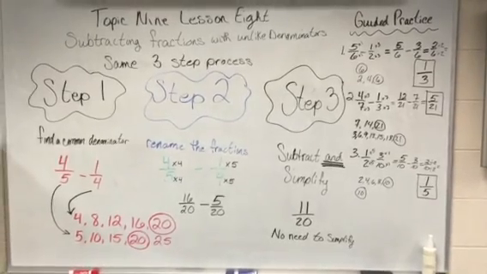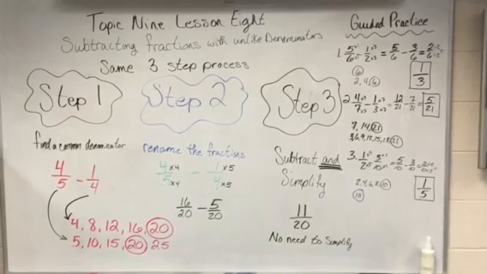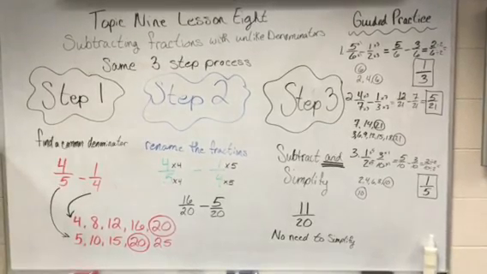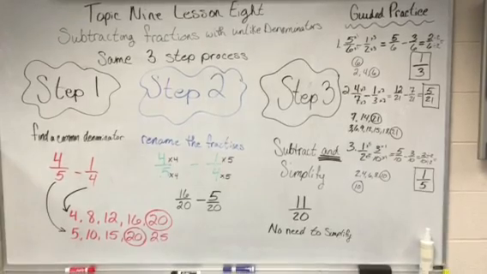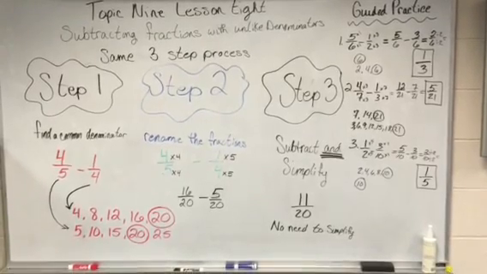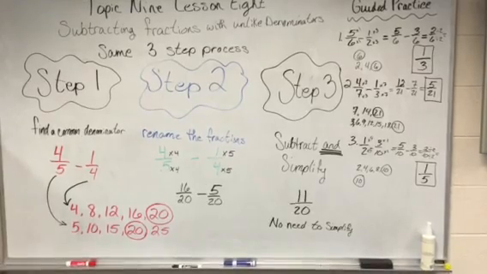Topic 9, Lesson 8, Subtracting Fractions with Unlike Denominators. Guys, this unit is almost the same as the last one, just instead of addition, now we're going to be subtracting. So let's look at it. It's the same three-step process. Step 1, find a common denominator.